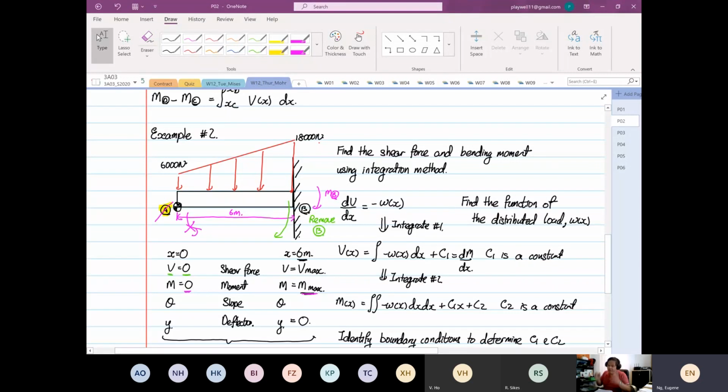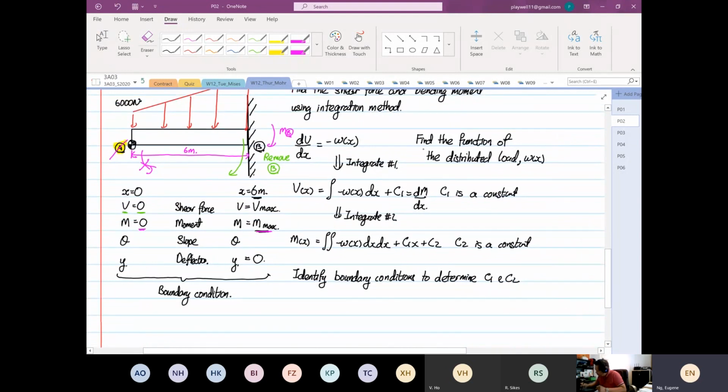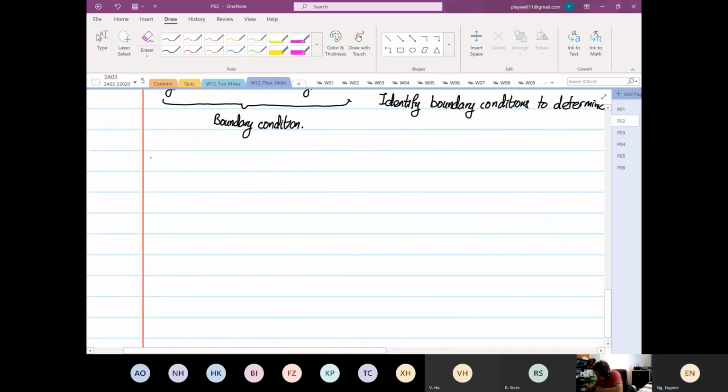For this case, physically, you need to know, because have we formed any equation yet? No, we have not formed any equation yet. Now we have to form the equation. So the first thing we have to know is we have to find the function of the distributed load. So first we have to find our omega as a function of x.